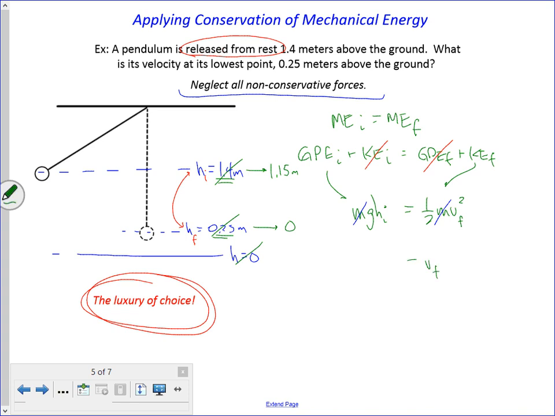Well, v squared is 2gh initial. Recognize that? Hopefully you should. It's the same as a kinematics equation. Okay? And what do you get? You plug in and solve, and you get 2 times 9.8 times 1.15, 4 point.